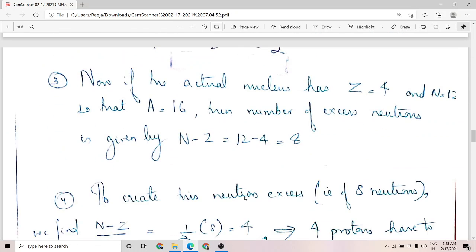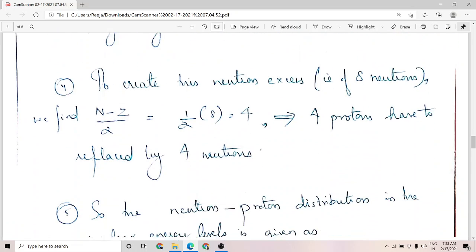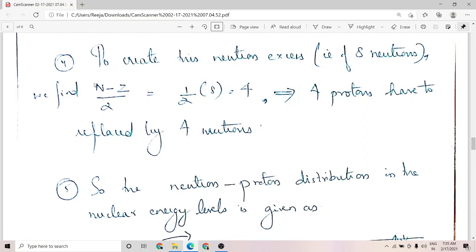Now, if the actual nucleus has Z equal to 4 and N equal to 12, that is, number of protons equal to 4 and number of neutrons equal to 12, then we calculate how much is the excess number of neutrons. Here the excess number of neutrons is 8. There are 8 neutrons more than the protons. Now what should we do to create these 8 excess neutrons? What we do is we find half of it. That is half of N minus Z, that is half of 8 equal to 4. This means that you have to replace 4 protons with 4 neutrons to create an excess of 8 neutrons.